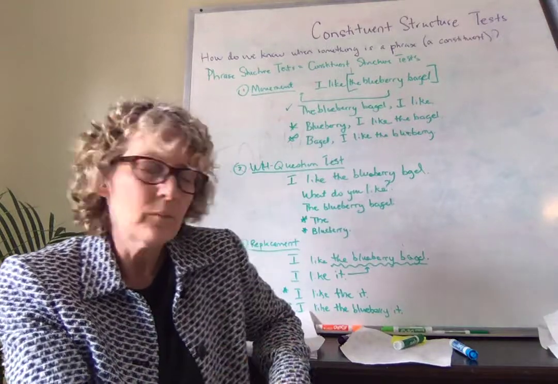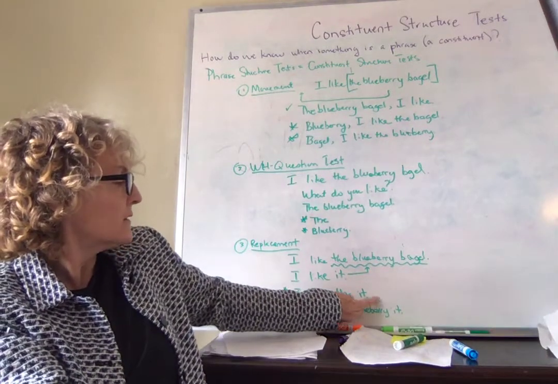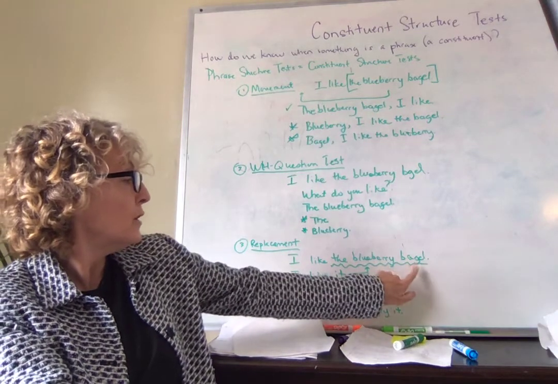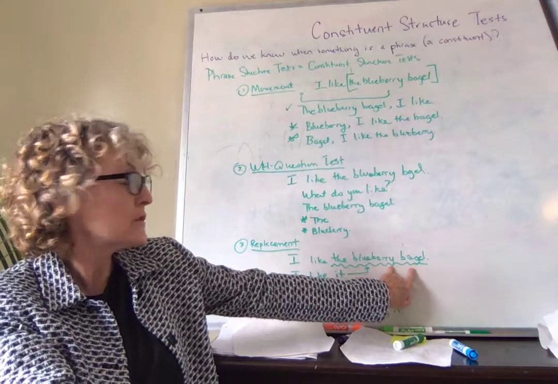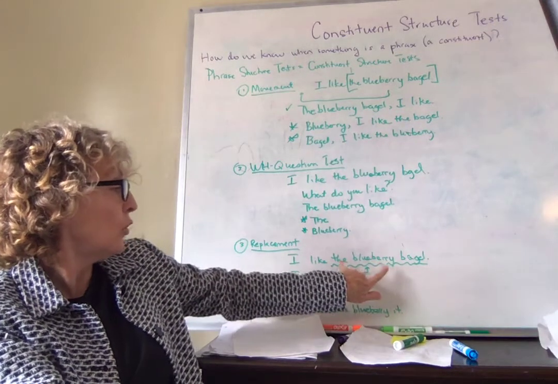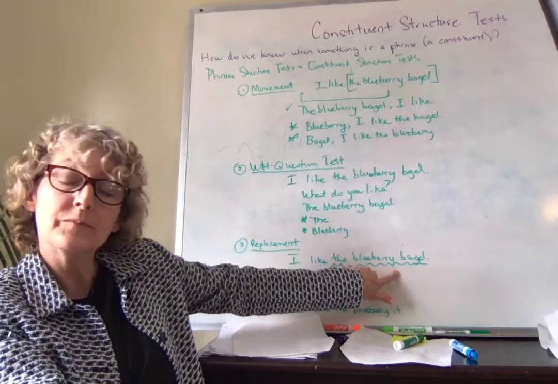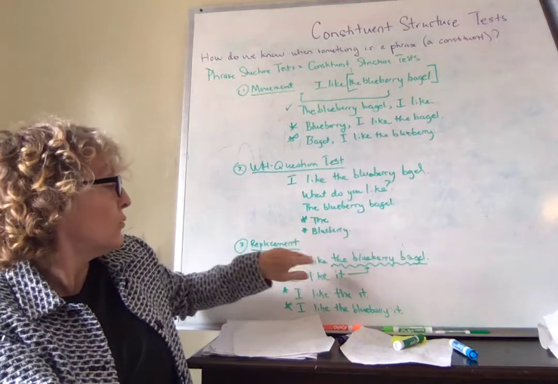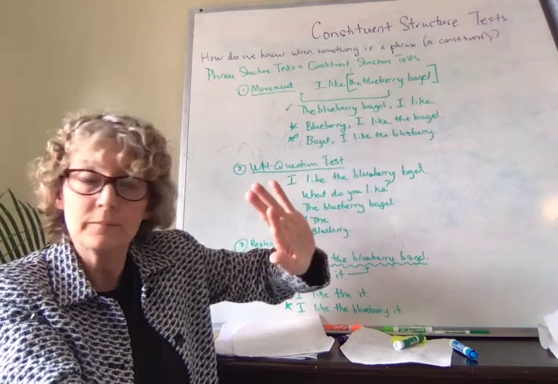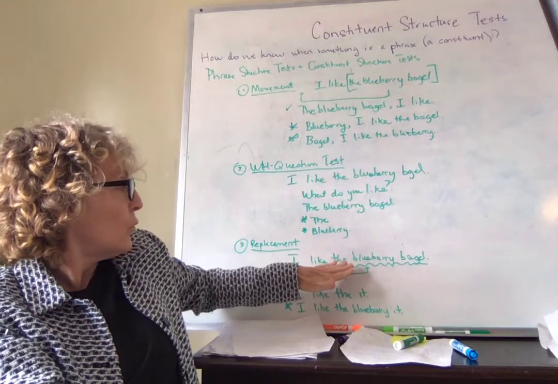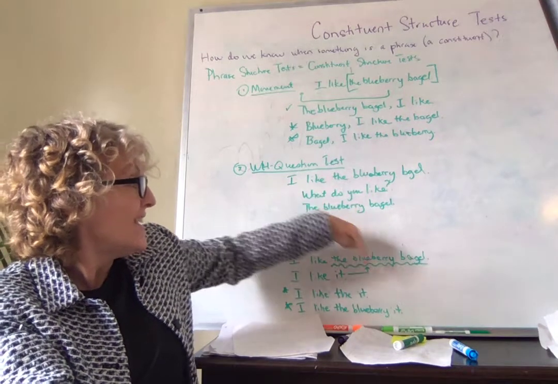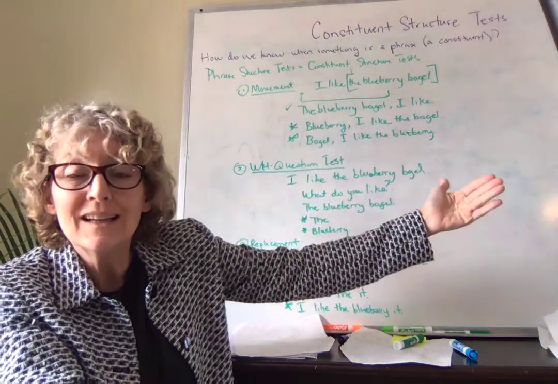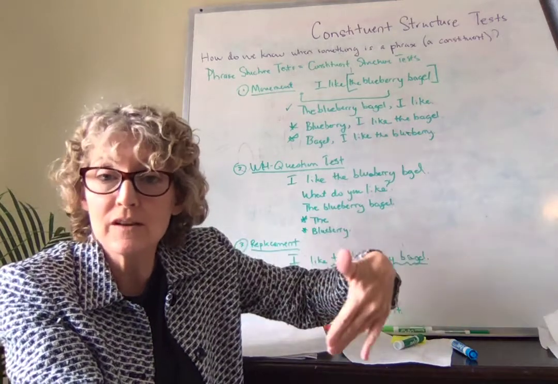Why is it unacceptable? Because we have taken the word it and we have used that to replace blueberry bagel. Just these two words, blueberry bagel, not the whole, the blueberry bagel. If we use it to replace the whole, the blueberry bagel, we get "I like it," which is good. So what that means is that the blueberry bagel is necessarily made up of those three words. You can't just leave one of the words out and say that it's still a phrase.